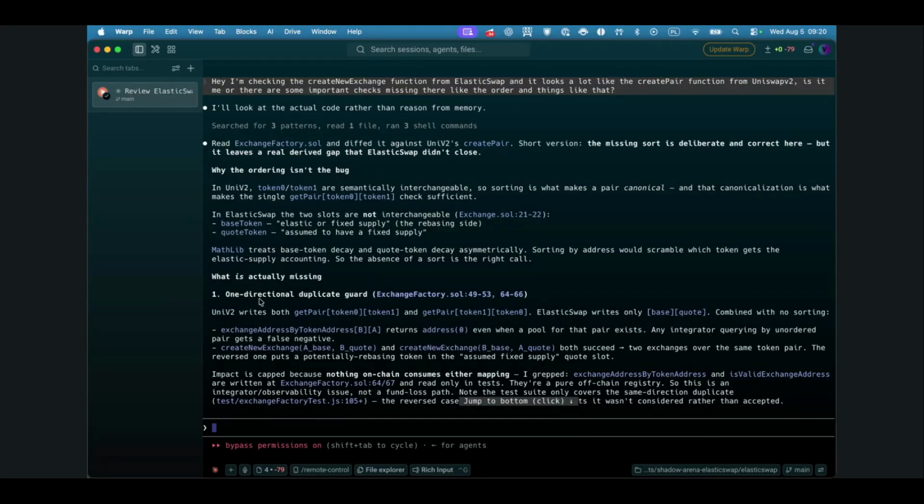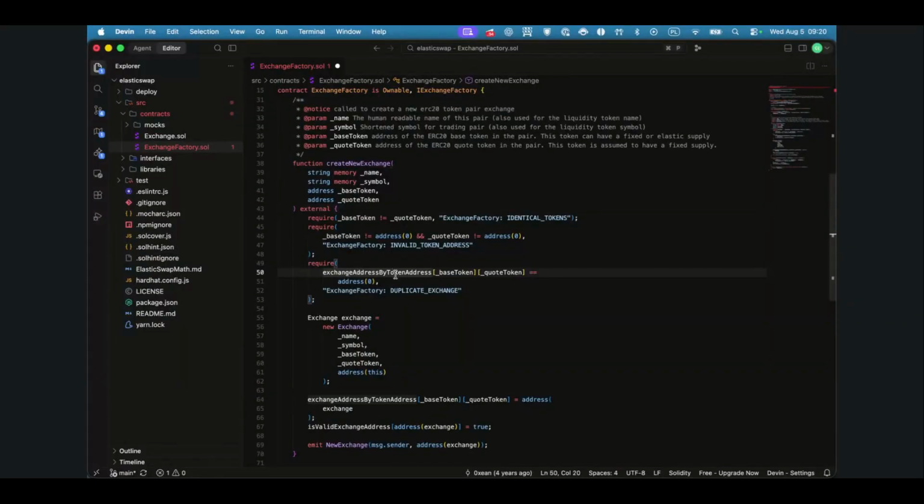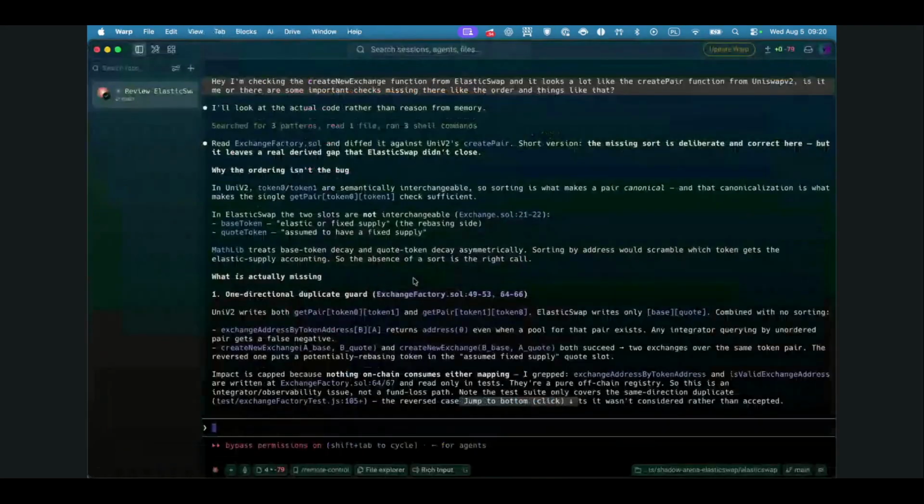What is actually missing? One-directional duplicate. Yeah, that's exactly it. It's not checking for duplicates, it's only checking that it's here. No, wait. Yeah, duplicate. That's what I saw earlier, that it's only checking like this. Well, I understand that it should not allow duplicates, but let's see what it says. Combined with no sorting, exchange address by token address BA returns address 0, even when a pool for that pair exists. An integrator querying by another pair gets a false negative. So that both succeed, two exchanges over the same token pair.